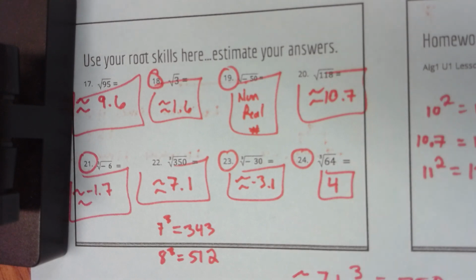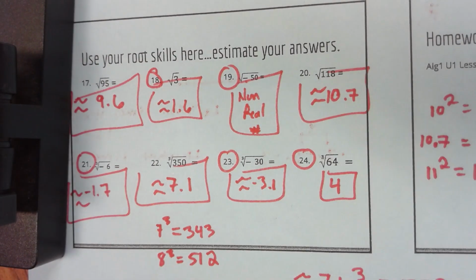19, square rooting a negative. You cannot square root a negative. That's not possible, at least not without an imaginary number. We don't need to care about imaginary numbers yet, so we just say non-real number.